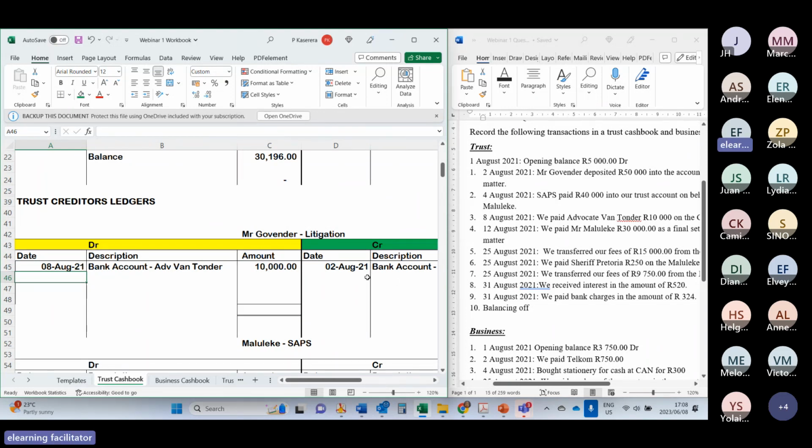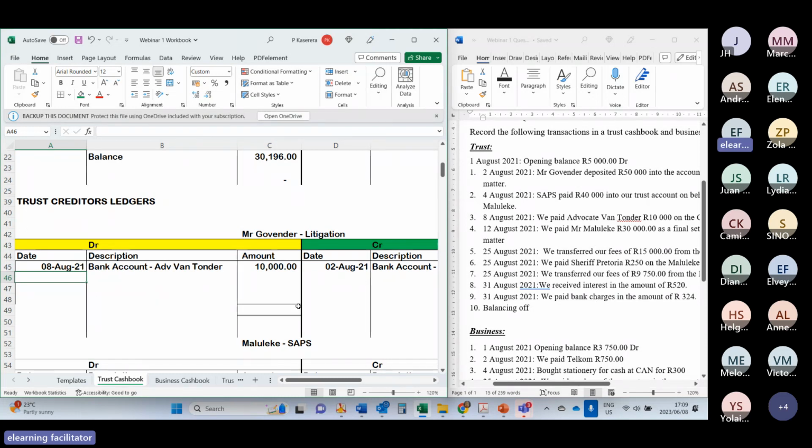Please note, you should not record an account for Advocate Van Tonde. He is not our client. Our client is Mr. Govender. So we are showing transactions on behalf of our client. Full stop.